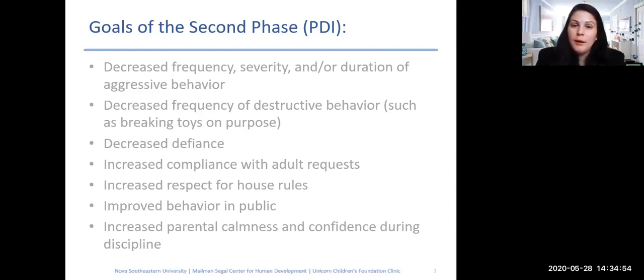Improved behavior in public is what we're hoping to see as well in the second phase, and increased parental calmness and confidence, right? So we really want our parents to feel confident at the second piece in order to implement those interventions. And like I mentioned, today I'm going to focus on the first portion, which is the child-directed interventions.